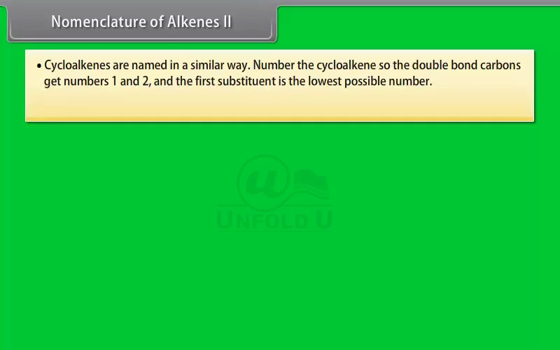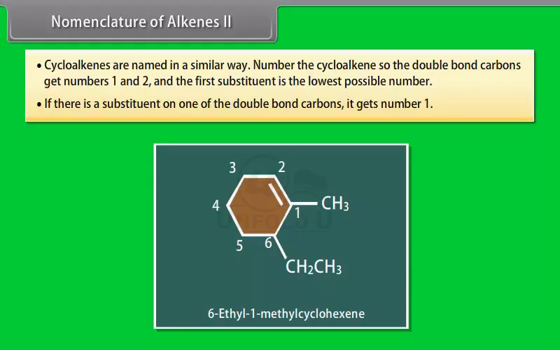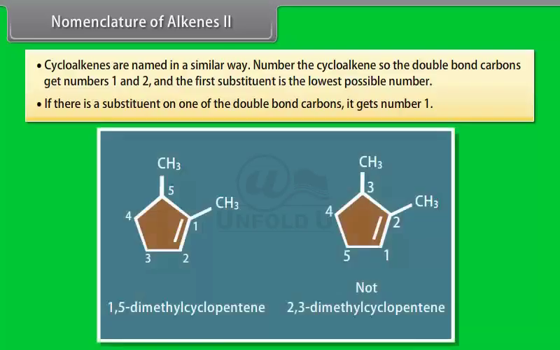Step 9. Cycloalkenes are named in a similar way. Number the cycloalkene so the double bond carbons get numbers 1 and 2, and the first substituent gets the lowest possible number. If there is a substituent on one of the double bond carbons, it gets number 1. 6-ethyl-1-methyl cyclohexene. Look at this compound. It is named as 1,5-dimethyl cyclopentene and not 2,3-dimethyl cyclopentene.